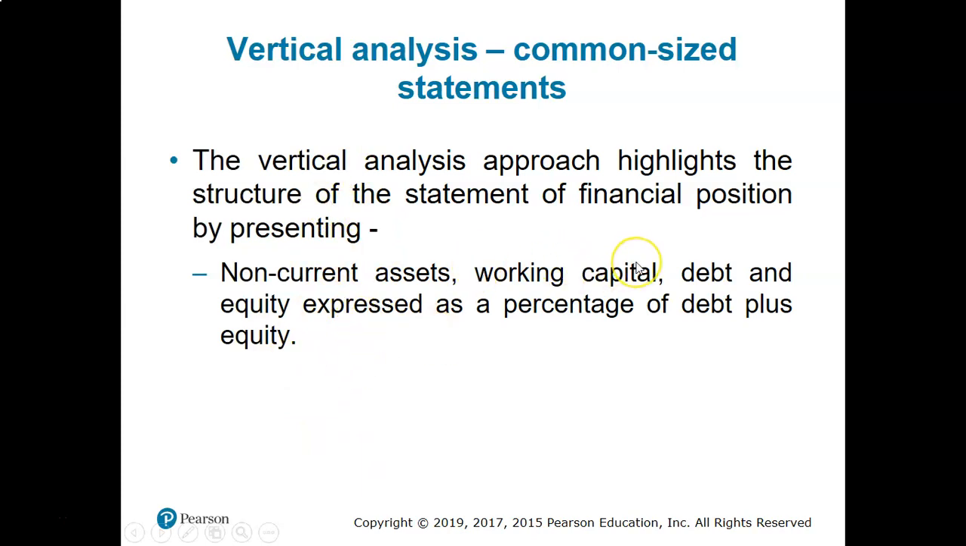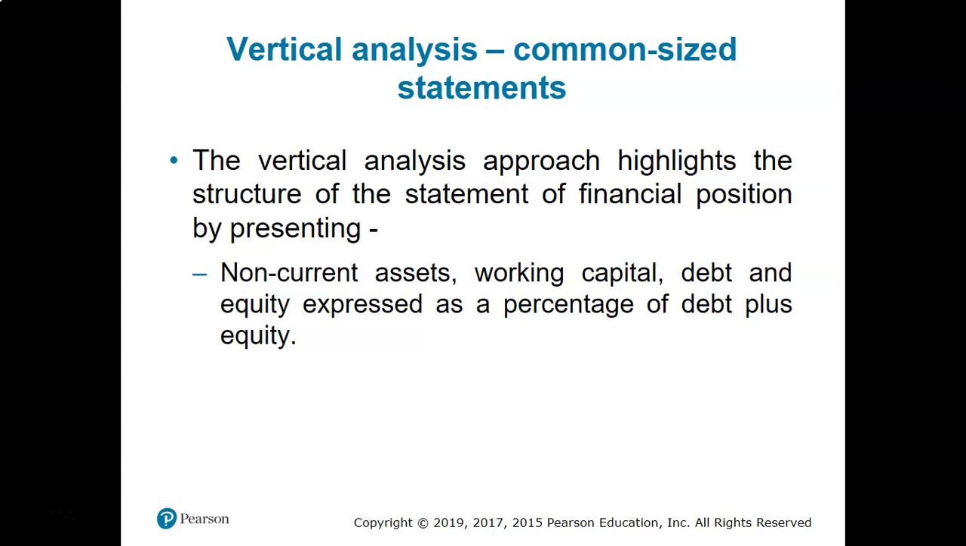The vertical analysis is an approach which highlights the structure of the statement of financial position. So how we show our assets and liabilities from up to down. So non-current assets, working capital, debt, equity, expressed as a percentage of debt plus equity. If you didn't understand, this means we will represent the figures again in terms of percentage. So what's the total assets and what percentage is the non-current asset? What percentage is the current asset? What percentage is the other figures?